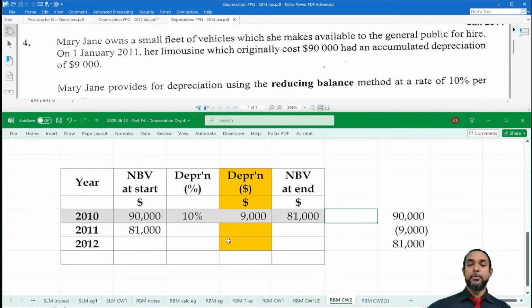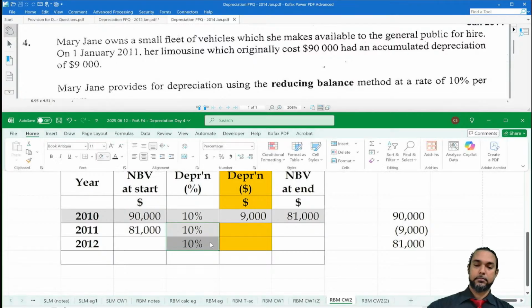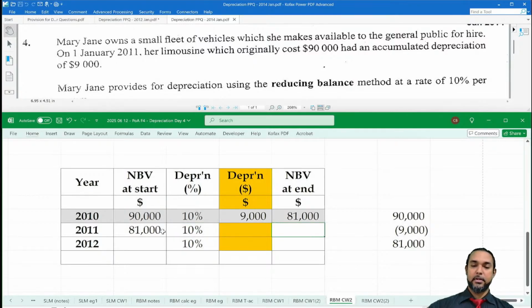So what I want you to do is just finish off for the next 2 years. This will just be 10% here. You're multiplying going across, and then you're subtracting that figure from the figure at the start to get the figure at the end. All right, so let's finish that off for me.